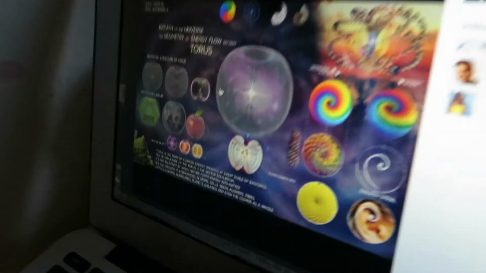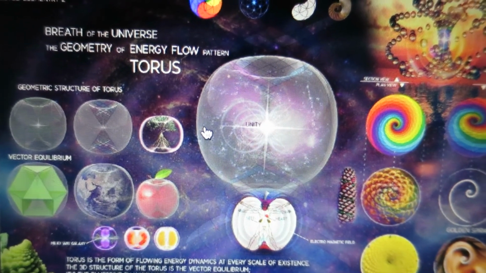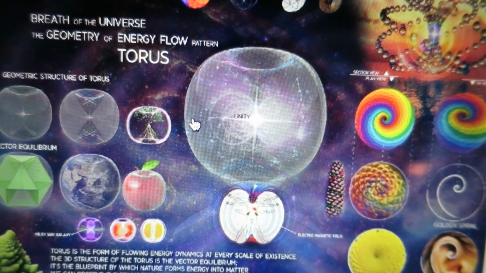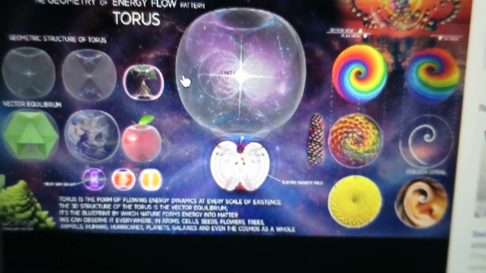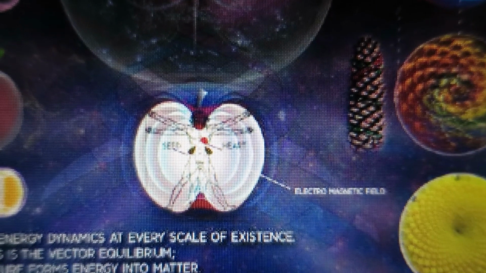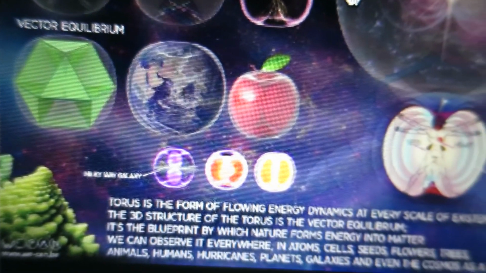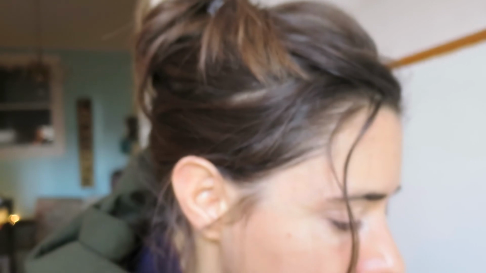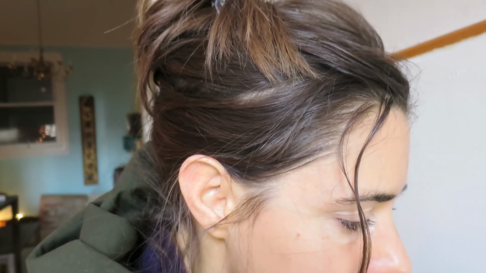And if you can see down here, somebody's posted this picture. Can you see that? It says, the breath of the universe, the geometry of energy flow. It's the torus. So basically everything you can see here, an apple has it, a person has it, our planet has it. Everything that is living is informed by this flow. It says the torus is the form of flowing energy dynamics at every scale of existence.